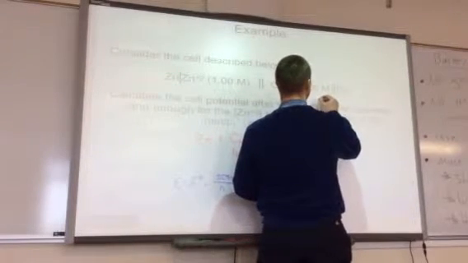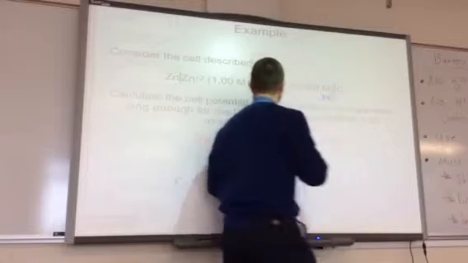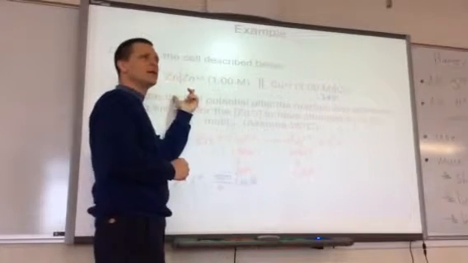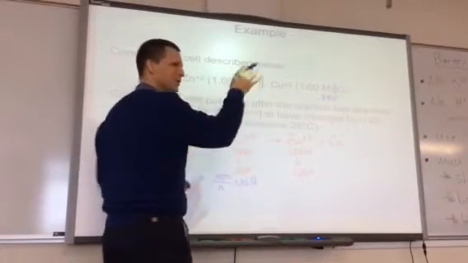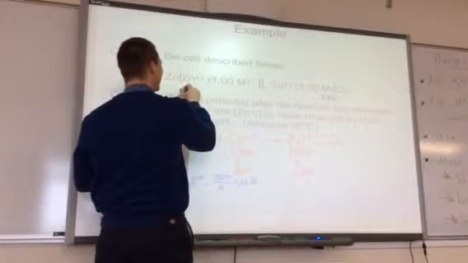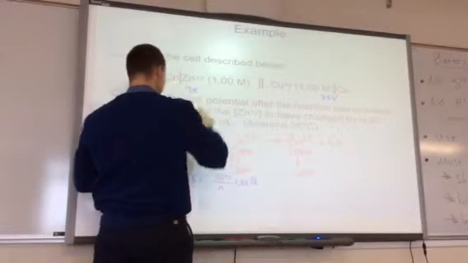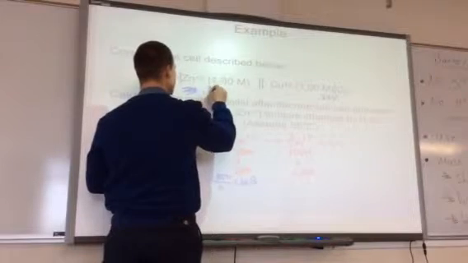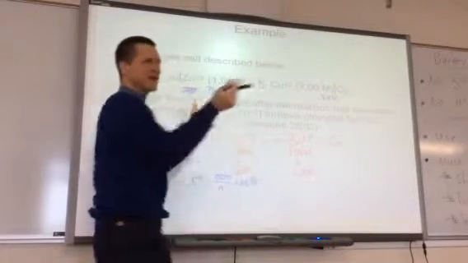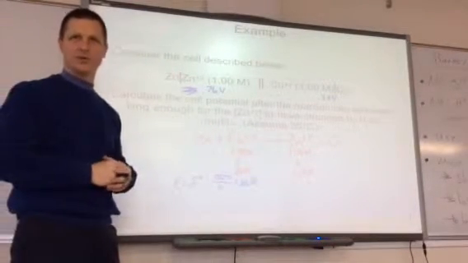Yep, the reduction of copper is 0.34. The oxidation of zinc, 0.76. Oh, not 0.74, sorry. 0.76. So those two added together gives us the 1.1 volts.